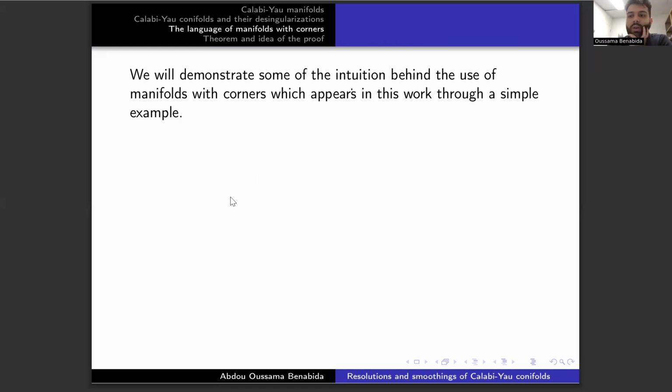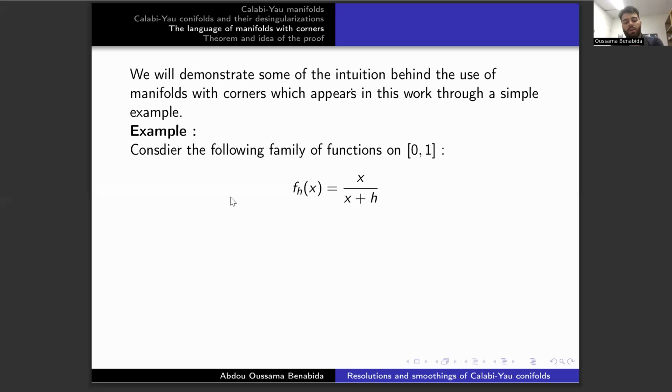Without going directly to the abstraction of the use of manifold with corners, we will demonstrate the intuition behind such language through a very simple example, an example that has nothing to do with what we have been talking about for now. So the example is the following.